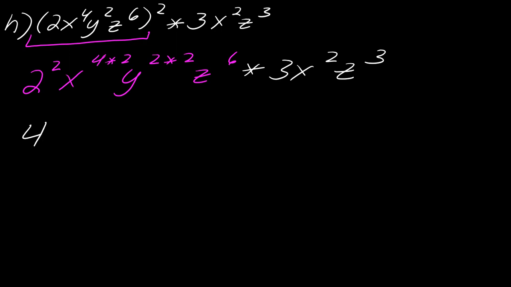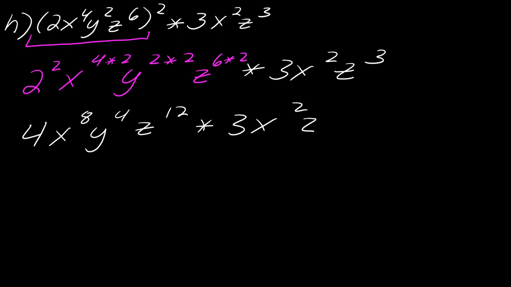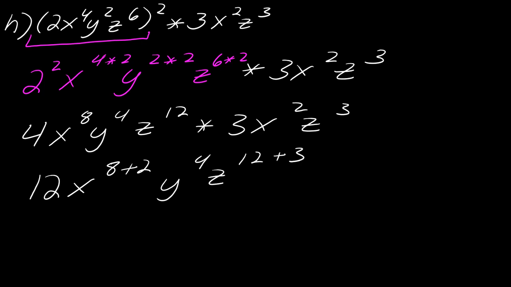So 2 squared is 4, and then this is x to the 8th, y to the 4th, z to the, oops, I forgot to do the times 2, didn't I? This should be 6 times 2, so this should be z to the 12th. And then all of this times 3x squared z cubed. Now I can take the 4 times the 3, which is 12, and now I want to add the exponents. I add the 8 and the 2. I don't have anything to match with the y, and then the z is going to be 12 plus 3. So my final answer is 12x to the 10th, y to the 4th, z to the 15th.